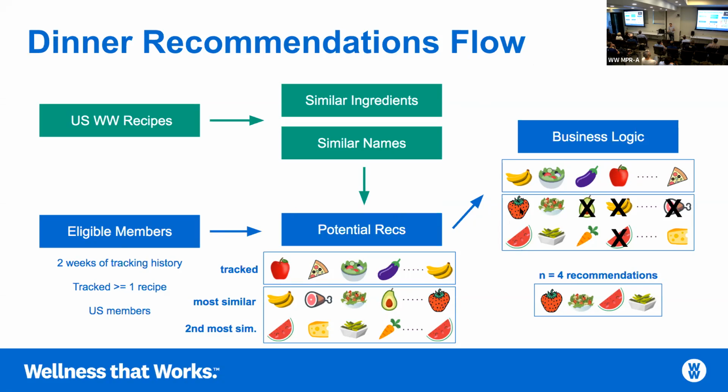And we're going to start going down this list and populating the number of recommendations we want to show to the user. So if we have 4 recommendations, we're going to start going down this list. The most similar thing to banana is strawberry. The most similar thing to the salad is salad.